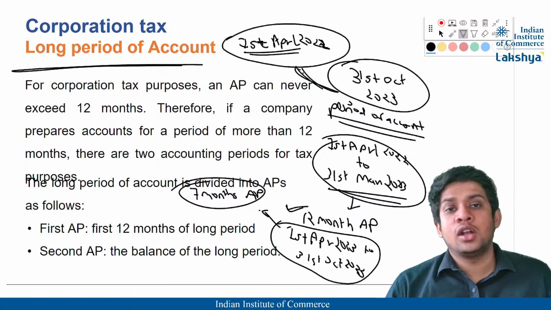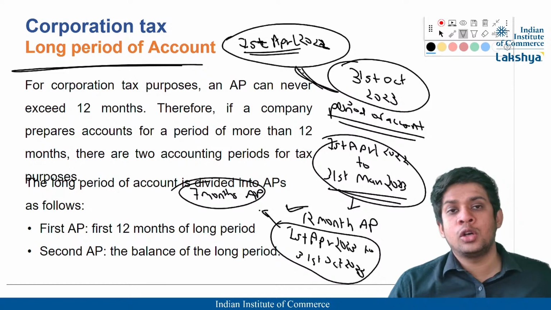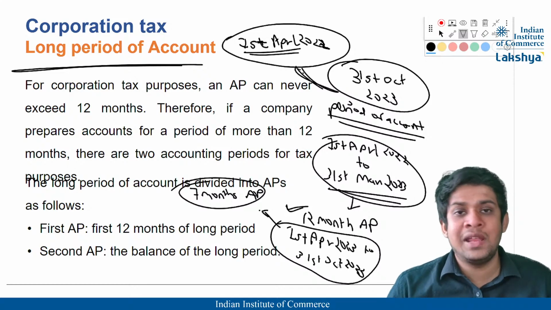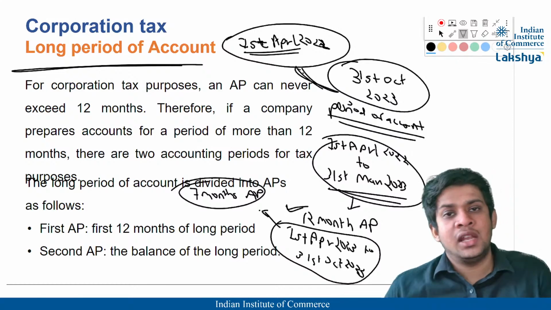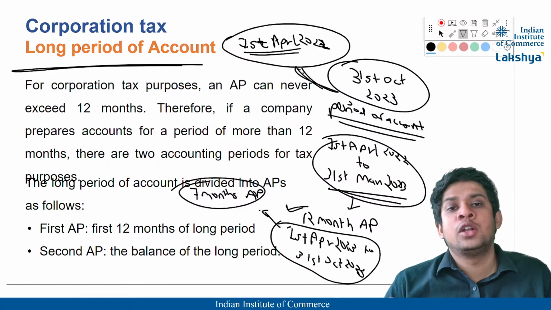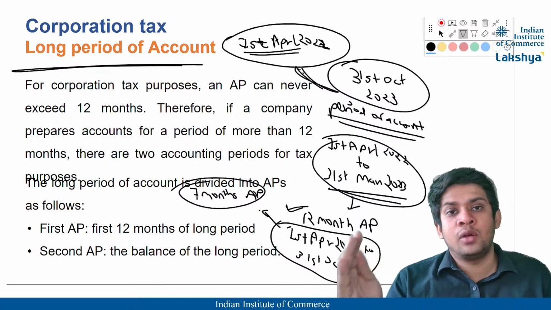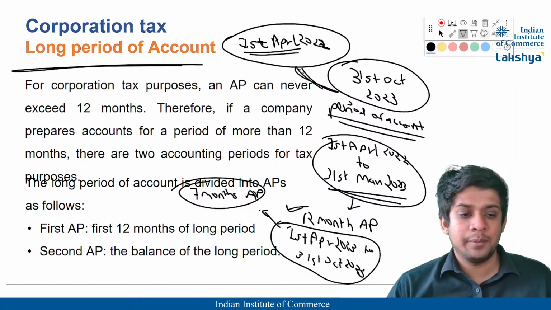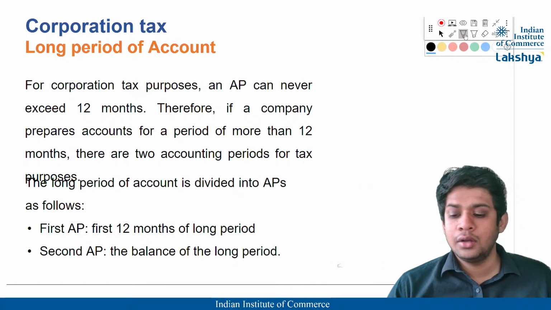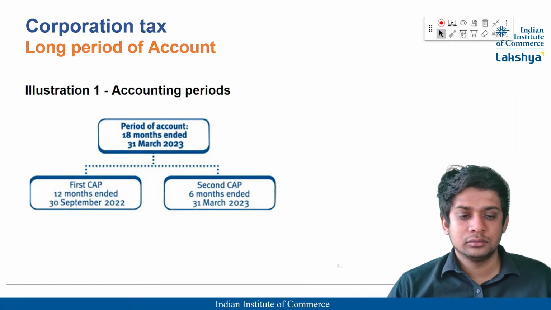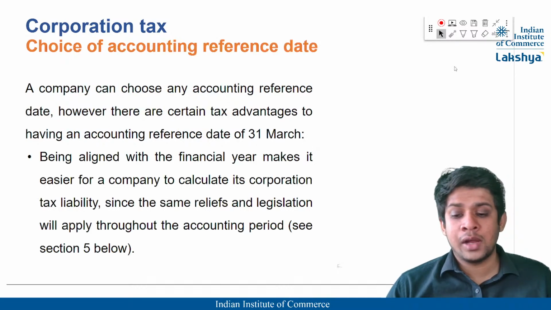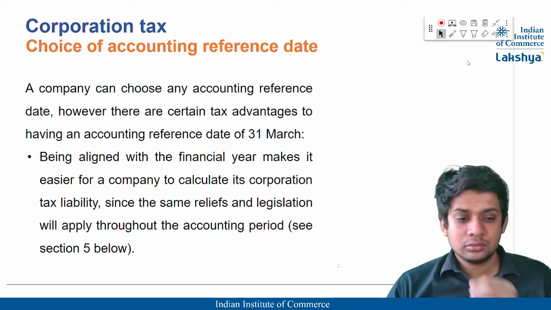Okay, guys. So the period of account could be longer, but the accounting period cannot be longer than 12 months. It should be exactly 12 months. So the first period should be subdivided into 2 accounting periods. That is the first period of 12 months and the second period of the remainder of the months. Okay. I've already explained this to you, so it is not required.